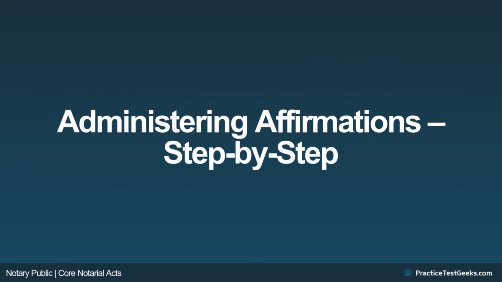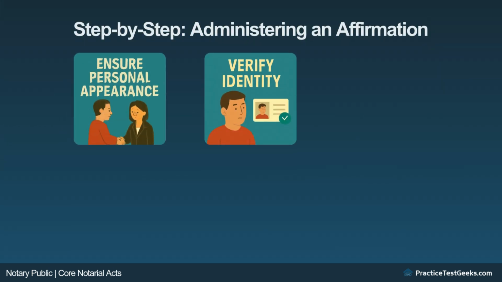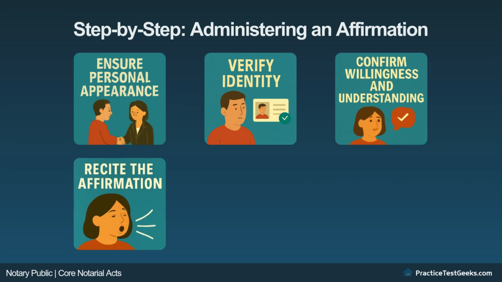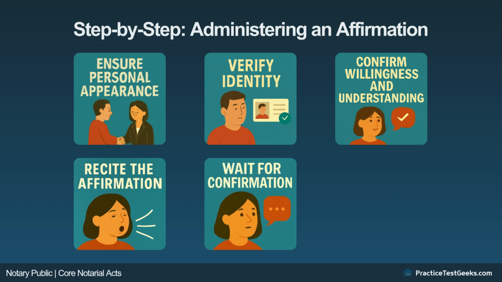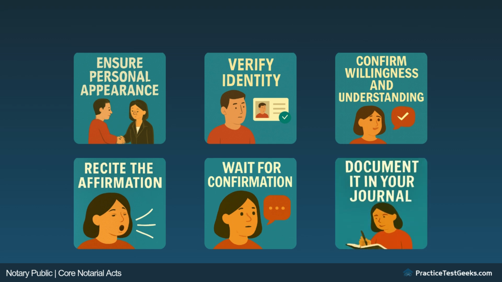Next is administering affirmations, step by step. Here's the step-by-step process. Ensure personal appearance. Verify identity. Confirm willingness and understanding. Recite the affirmation. Do you solemnly affirm, under penalty of perjury, that the statements in this document are true? Wait for confirmation. The signer must say, "Yes, I do," or "I affirm." And last, document it in your journal just as you would for an oath.